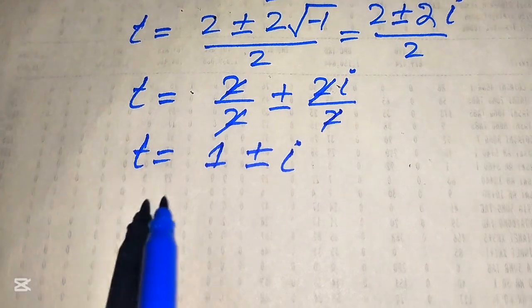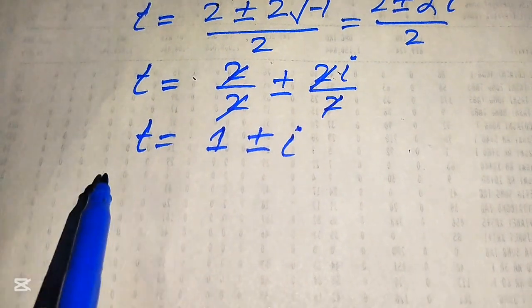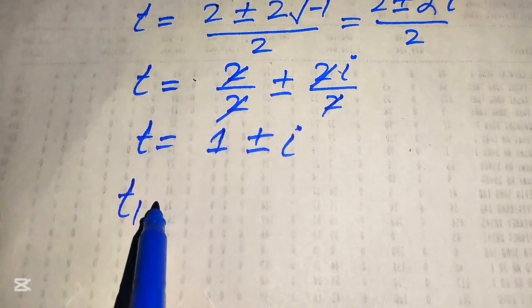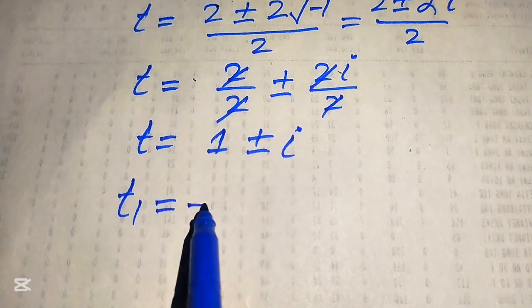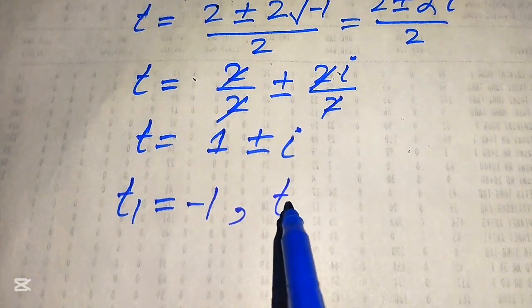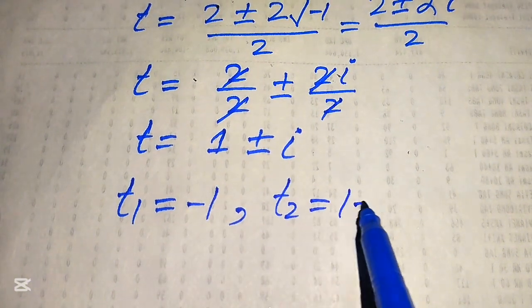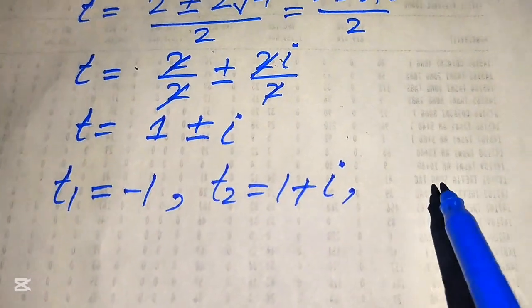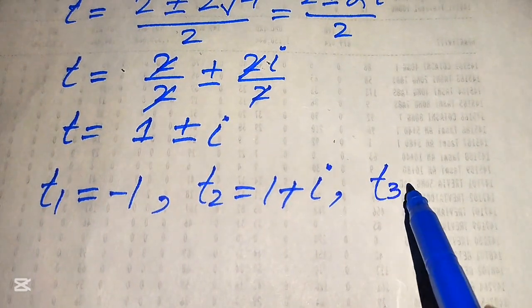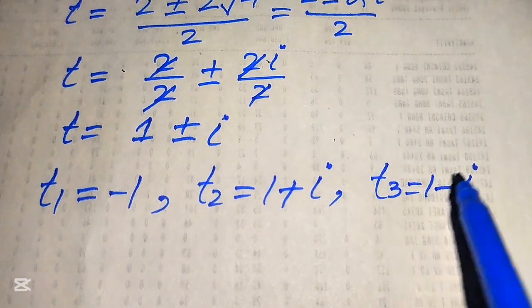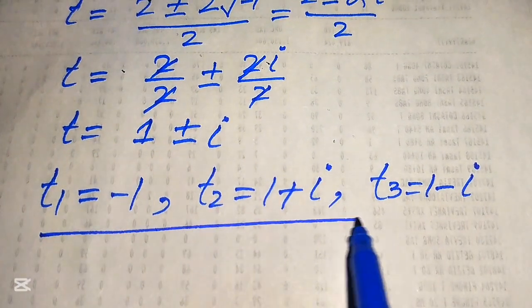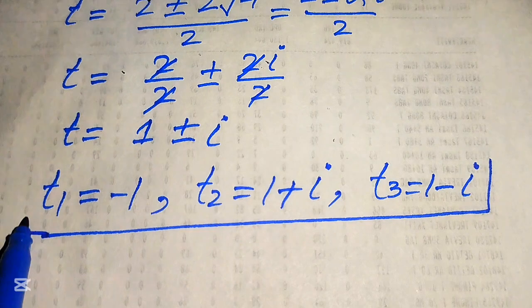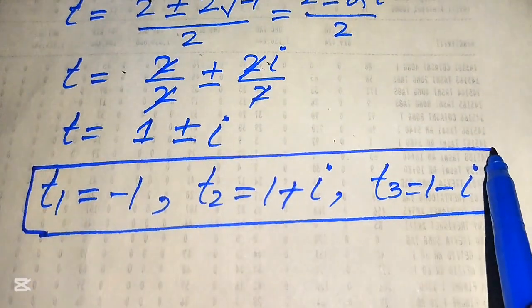So finally, the three roots of the given equation are: the first root is t1 equals -1, the second root t2 equals, we write the positive value, 1 plus iota, and the third root is t3 equals 1 minus iota. So these are the final three roots of the given equation.